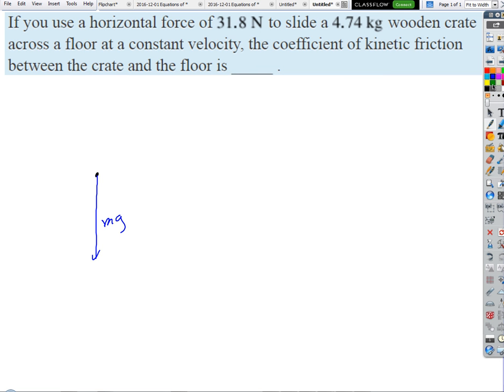All we've got here is a crate that's resting on a surface, right? And it's being dragged across a flat floor. So in what direction is the floor exerting a normal force on the crate? Yeah. Oh, good. All right. Okay, let's see. Johnny, give me another force.